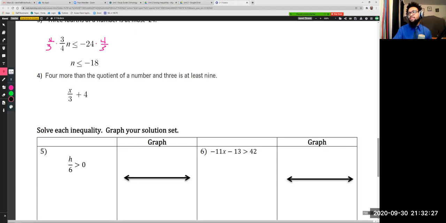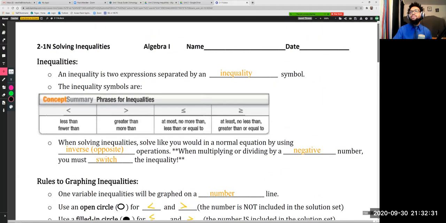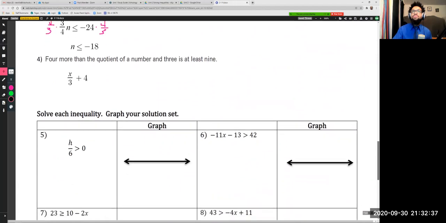So let's go look above and see what that at least tells us. What is at least? At least is a greater than or equal to. So we're going to use that symbol. We'll write it out. Is greater than or equal to 9. There we go, 9. So let's go to solve this.